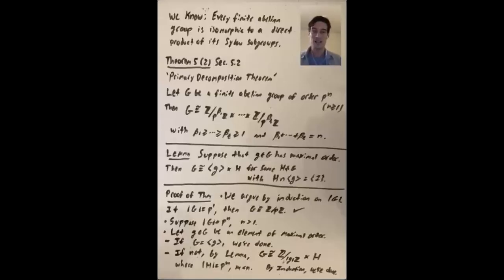The goal of this video is to use what we know about the recognition theorem for direct products to prove a big piece of the primary decomposition theorem. Remember, this is the theorem that's equivalent to the fundamental theorem of finitely generated abelian groups, specialized to the case of your group actually being a finite abelian group.